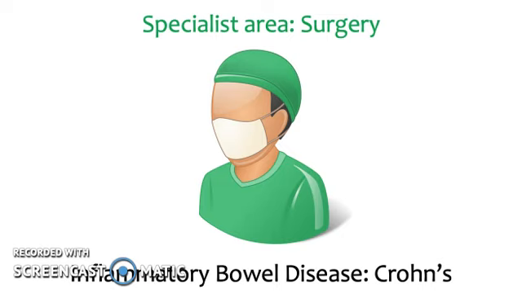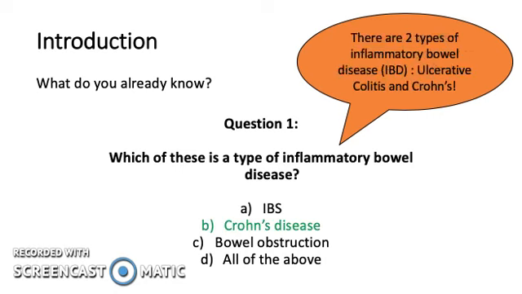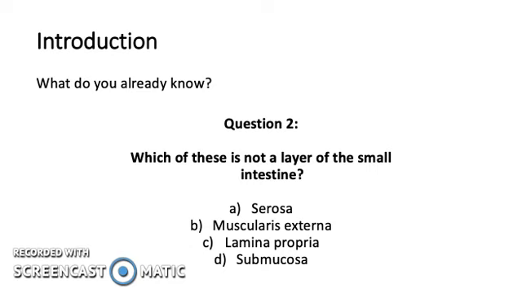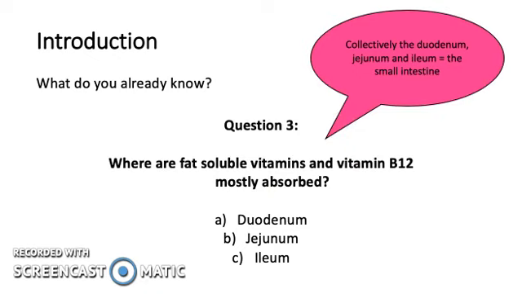Let's start off with a few questions. Which of these is a type of inflammatory bowel disease? The answer is Crohn's. Which of these is not a layer of the small intestine? The answer is lamina propria. And where are fat-soluble vitamins and vitamin B12 mostly absorbed?